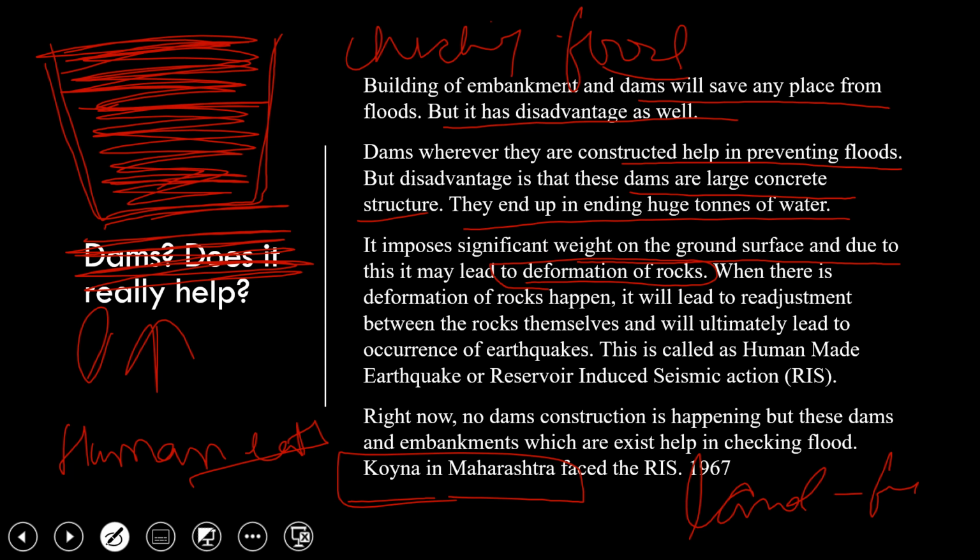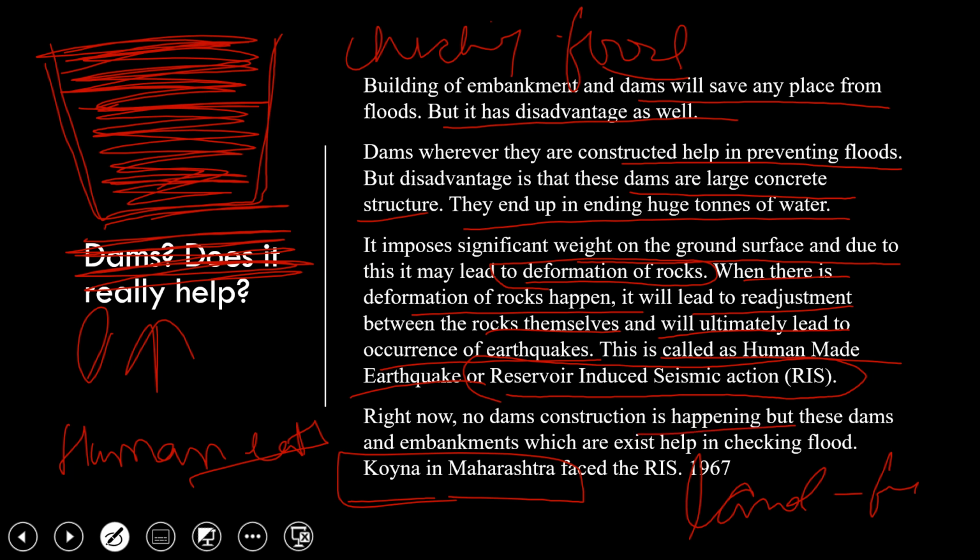Here the deformation of rocks means the disturbance in the rock present beneath that land, and ultimately if the disturbance occurs beneath that land it will create an earthquake in that region. Okay, so when there is a deformation of rocks, it will lead to readjustment between the rocks themselves and will ultimately lead to the occurrence of an earthquake, and this is called a human-made earthquake or reservoir induced seismic action. This may come in the exam as an MCQ.